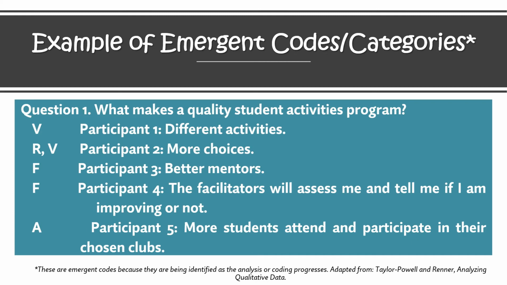coding progresses. As can be seen in the given example, all participants' responses per questions are transcribed and arranged accordingly. Written before the responses are codes represented by letters. These letters refer to variety, relevance, facilitators, and attendance. As a researcher, it is your responsibility to generate possible and relevant codes as dictated by the responses. Yes or no responses are not usable data in this case.